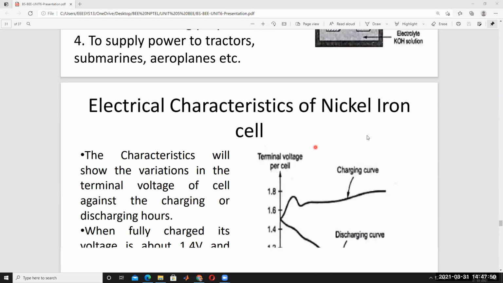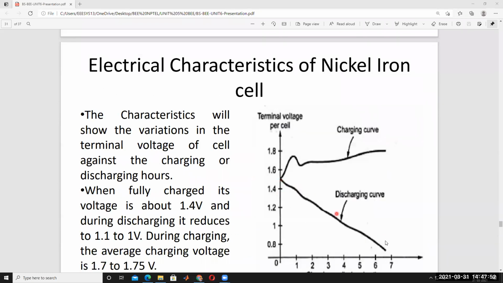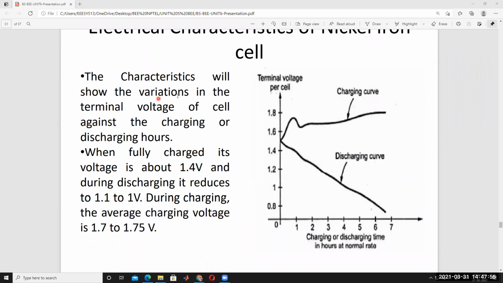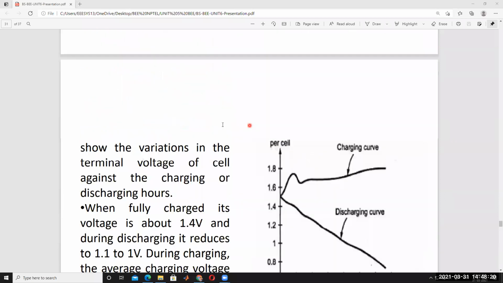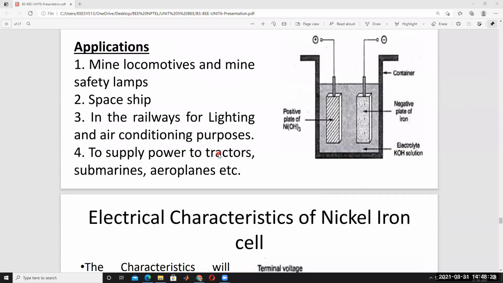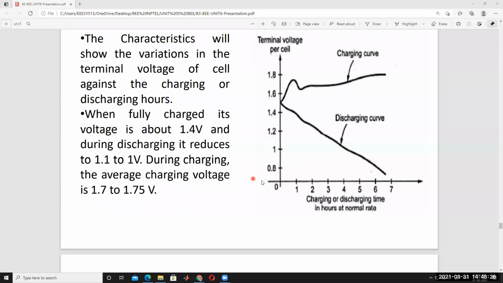And the characteristics of the nickel iron cells are like this. This is called discharging characteristics, and that is called charging characteristics. The characteristics show the variations in the terminal voltage of the cell against the charging or discharging values. When fully charged, its voltage is about 1.5, and during discharging, it reduces to 1.1 to 1 volts. During charging, the average charging voltage is 1.7 to 1.75. Okay, this is about the electrical characteristics of the nickel iron cell.